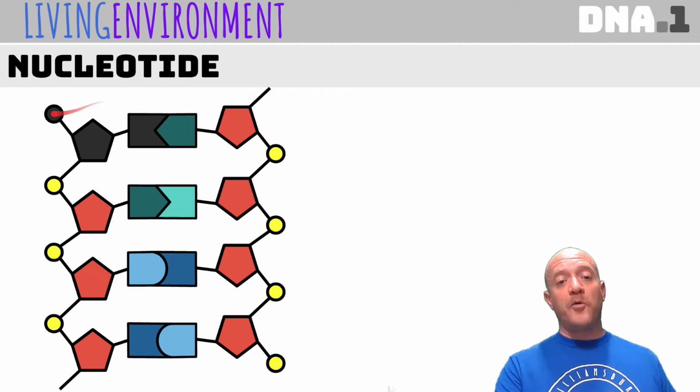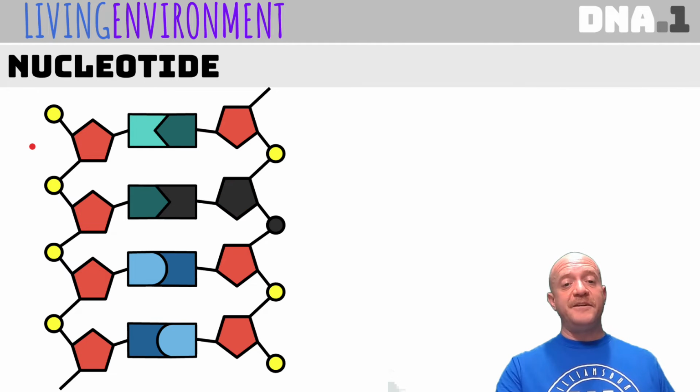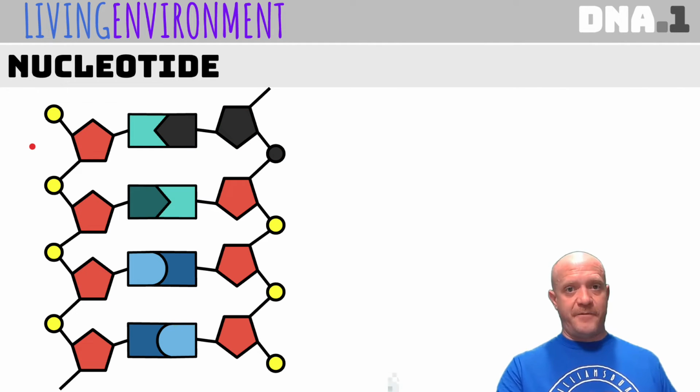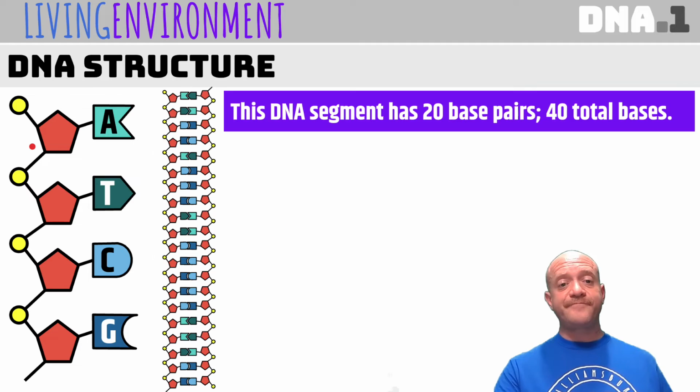This is the monomer that makes up the nucleic acid. So this is the monomer, the single part for DNA. And these are the different nucleotides in this sample. And finally, we have base pairs, and this is the pair of nitrogenous bases.